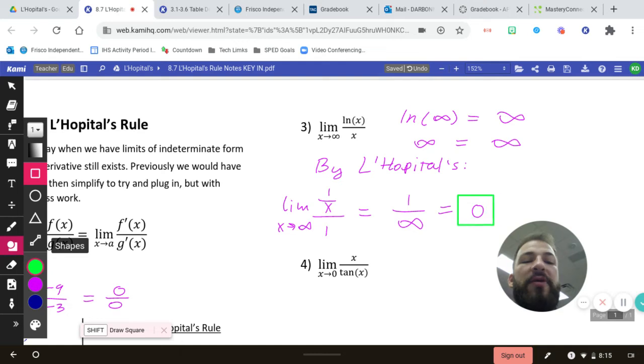So unfortunately, if your indeterminate form is infinity or negative infinity, you're still going to have to do some guesswork more than likely at the end.